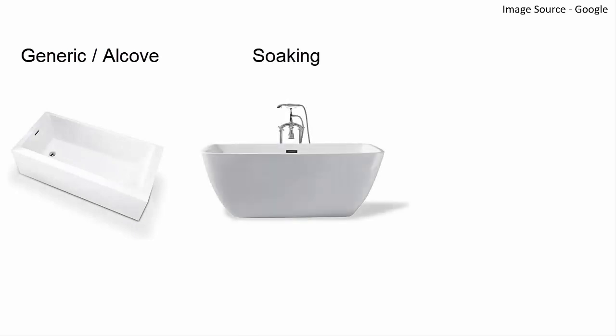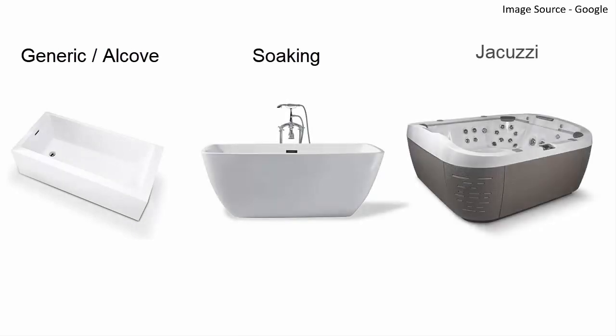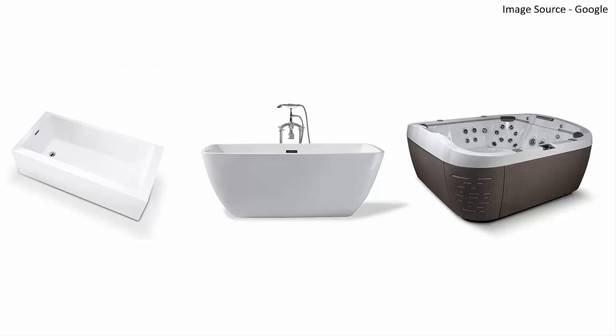To start with, and to understand lighting over a bathtub, first we need to understand what the different types of bathtubs are. In general, if we classify, we have three types of bathtubs. The first one is a generic bathtub, the second is a soaking bathtub, and the third is a jacuzzi. Okay, so let's look into it one by one. We are also going to discuss different light scenes as per the type of the bathtub. All right, so let's get started.